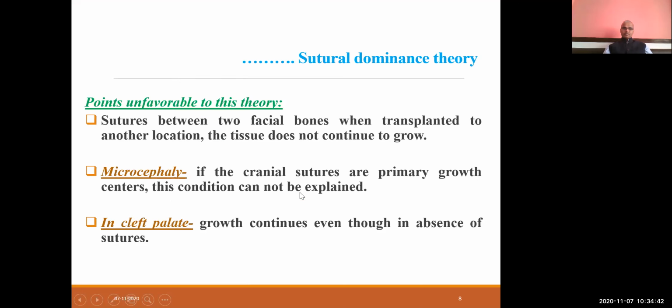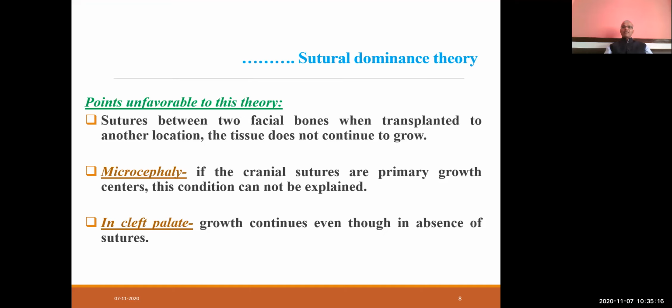Some points which were favorable for this theory: a suture between two facial bones, when transplanted to another location, the tissue does not continue to grow. Means if sutures have the potential to grow, then they should grow when transplanted to another location. But it was not found. So this point is unfavorable to this theory.